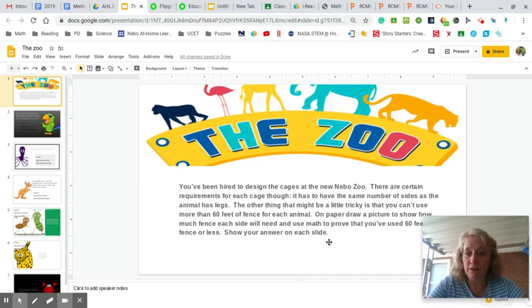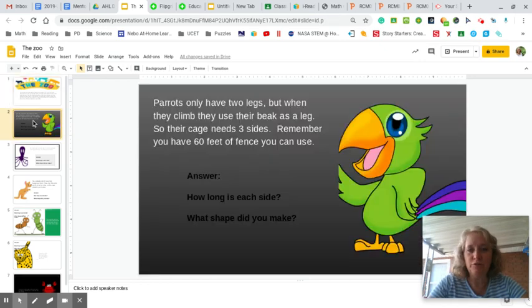You're going to have to do a lot of work on math. These are real world problems. The zookeepers don't know how big to make cages. So you need to make sure you're very careful so the animals are safe. So let's do kind of the first one together.